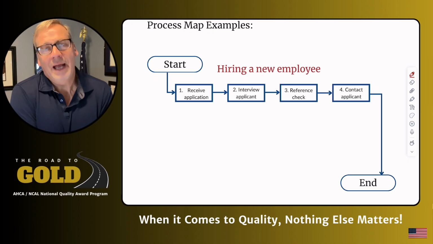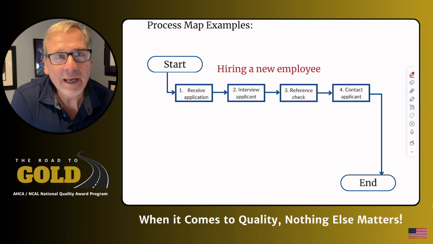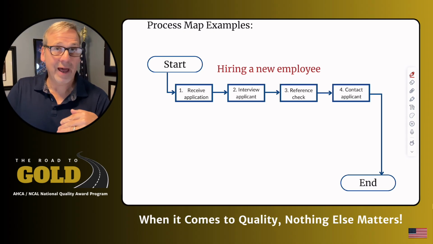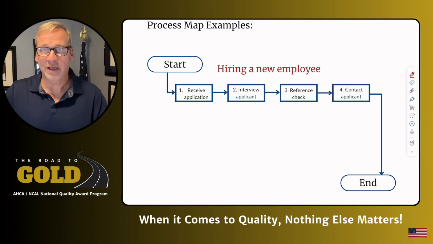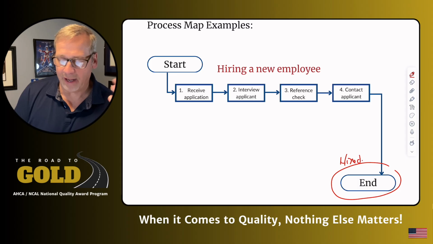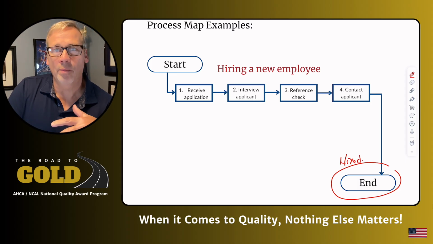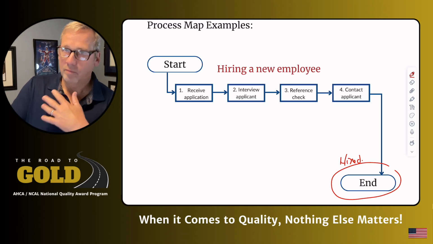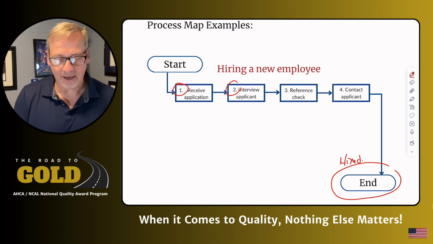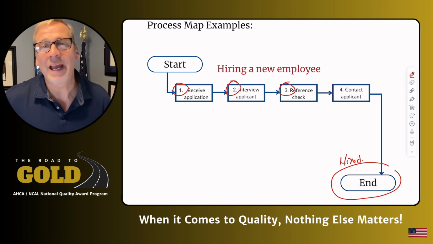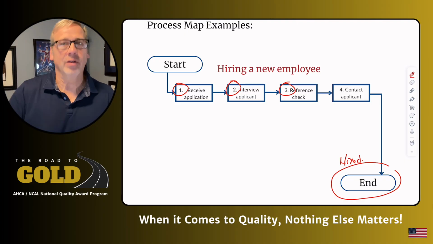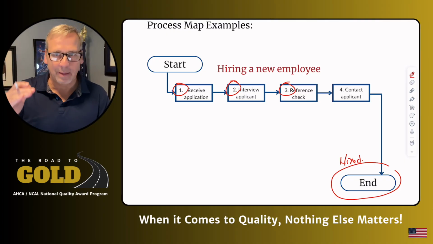So how do you hire a new employee? We can break it down into 4 basic steps. We receive an application, we interview that applicant, we do reference checks or background checks, and then we contact the applicant. And here at the end, they are hired or they're not hired, right? They pass or they don't pass the whole process. This is very straightforward, easy to understand. You go from step number 1 to step number 2 to step number 3. You see that you can't interview an applicant before you receive an application, obviously, right? So there is a pattern. There is a step 1, then step 2, then step 3, then step 4.